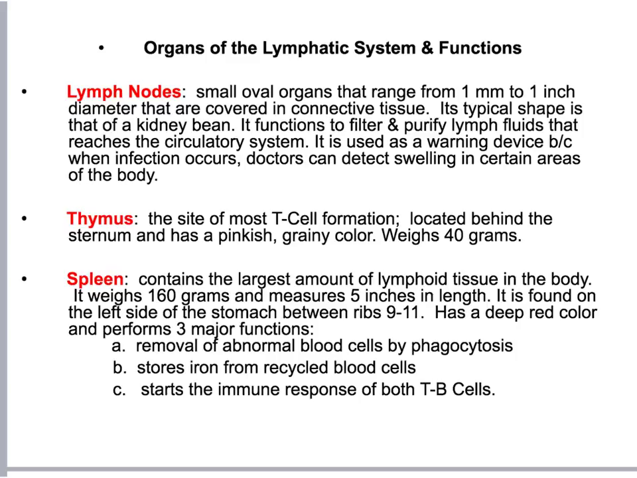It removes the abnormal red blood cells by phagocytosis. It stores iron from the recycled blood cells, and it starts the immune response for both the B cells and the T cells.